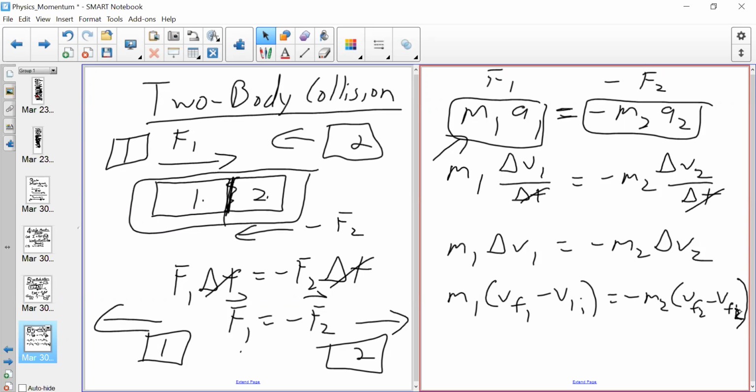VF1, V2 initial. Oh, it's okay. It's okay. I was just curious. No, I know. I totally miswrote that. It's my bad. Yeah, I knew I was tripping on that.